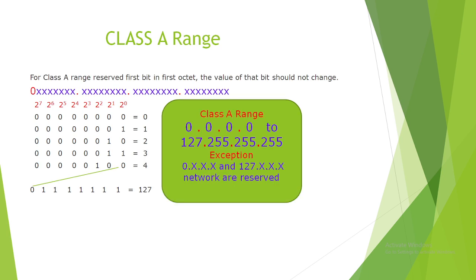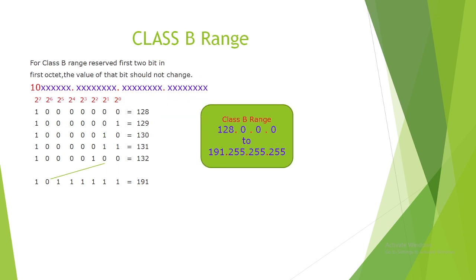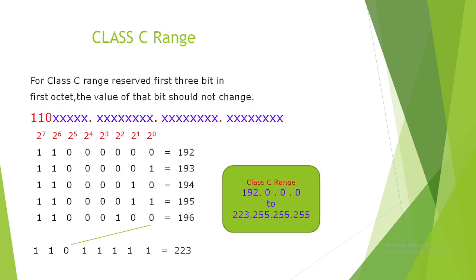This is reserved. We have 0 to 127 that we are using for this one. Next one is class B. The first two bits of the first octet are reserved, and the range is 128 to 191. These are the ranges we are using for this one.